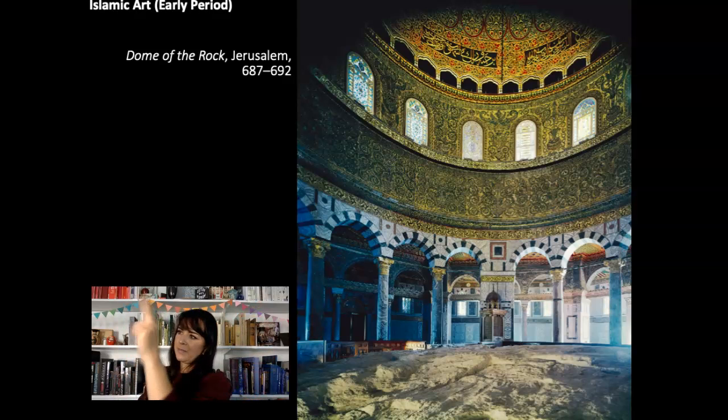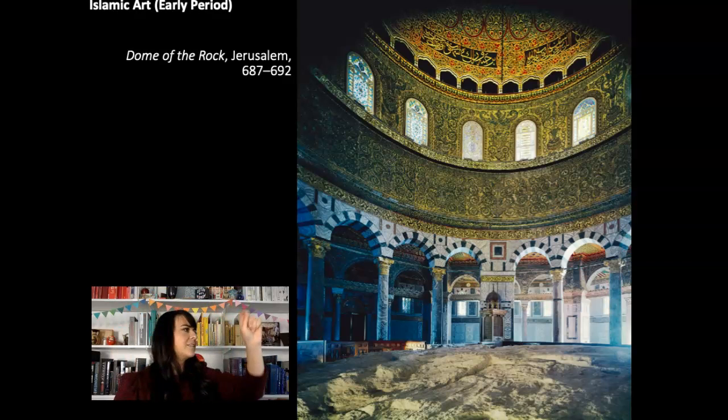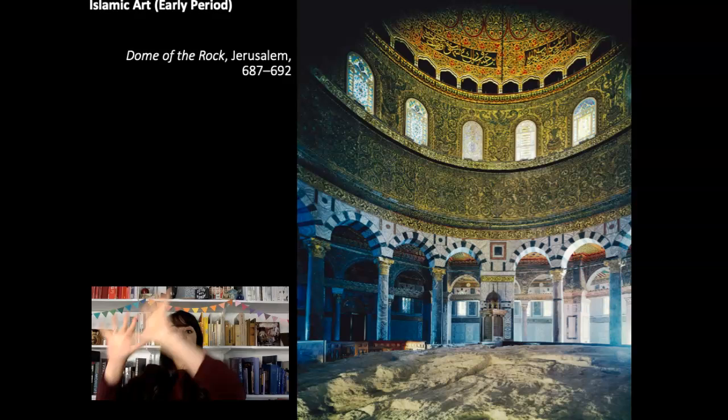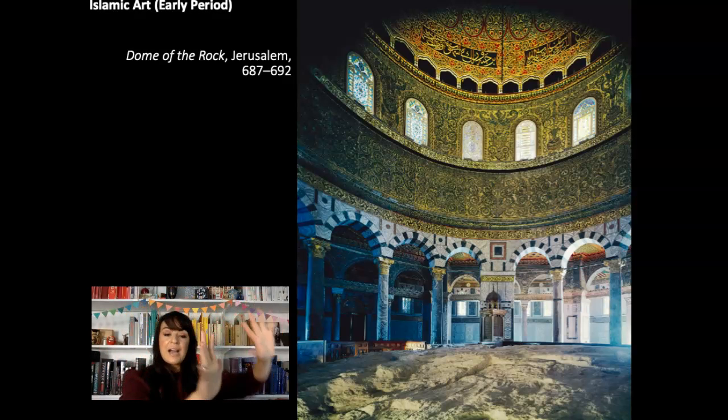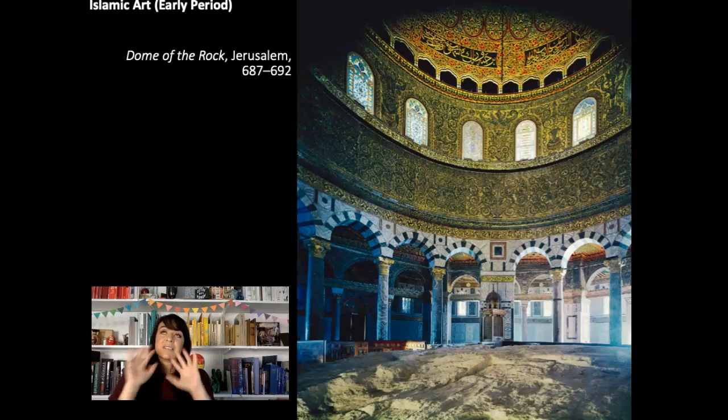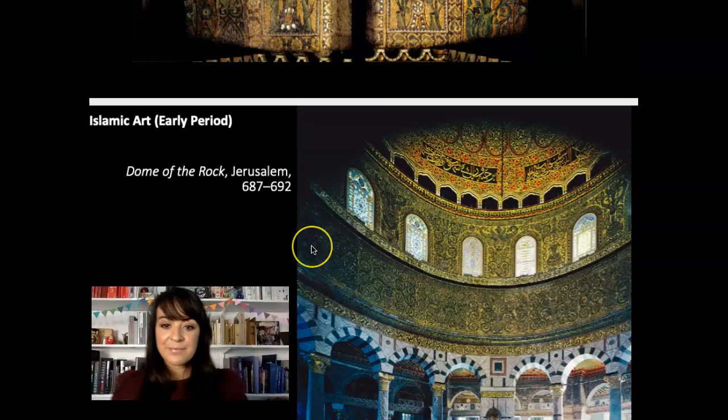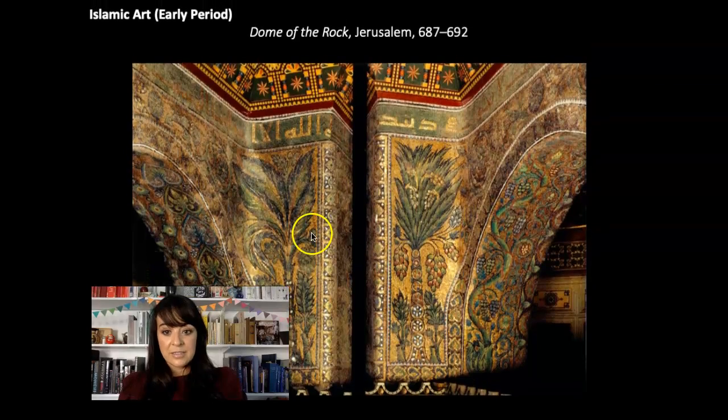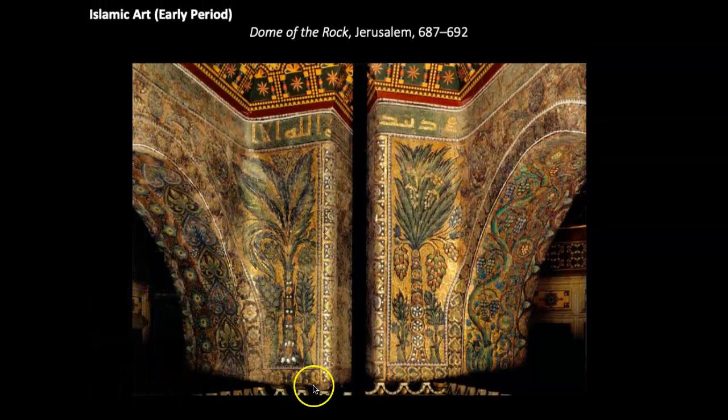It gives your eye some kind of resting points. Dot, dot, dot, and it keeps you moving through the space in regular intervals. So it's a decorative pattern for the eye to move through this splendor. Here, the detail of the mosaic tile work.